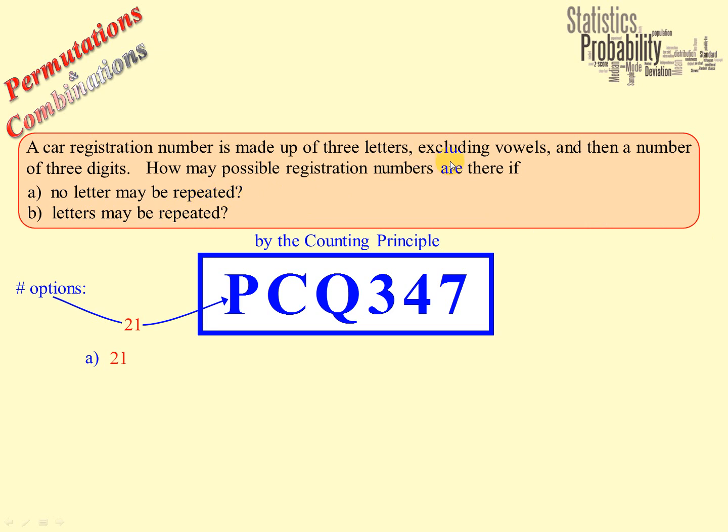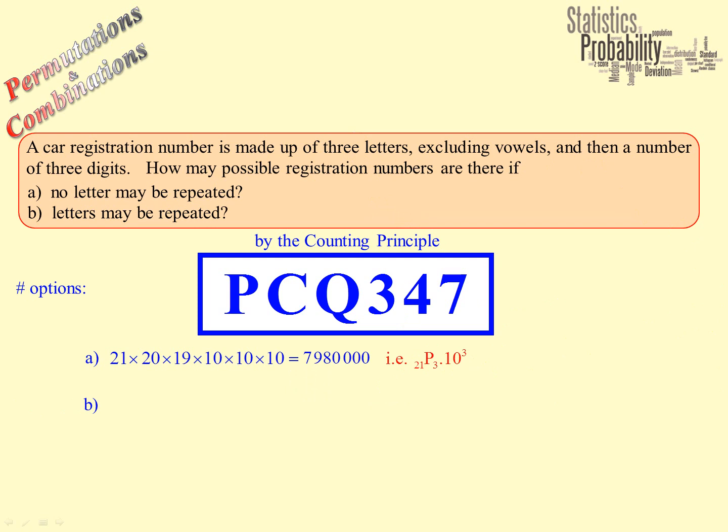Now we are not allowed to repeat. So therefore we've used 1, so it's 20 and then 19. On the side of the digits, there's nothing said about not repeating, so we can repeat them, so it's 10, 10, 10. Multiplying them by the counting principle, which is 21P3, we're choosing 3 from the 21 consonants, times 10 cubed.